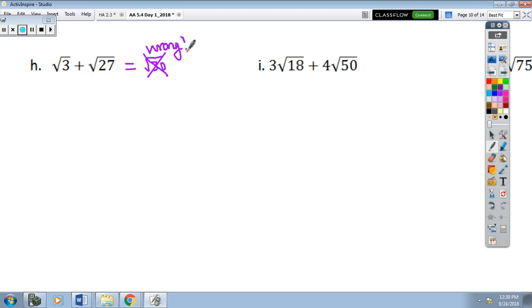They must be like radicals. So some students will say, well, I can't add them because they're not like radicals. You can't tell me that unless you've already simplified everything first. So the square root of 3 cannot be simplified any further. But we can break this down into what? Good. Square root of 9 and square root of 3, which will get me 3 root 3.